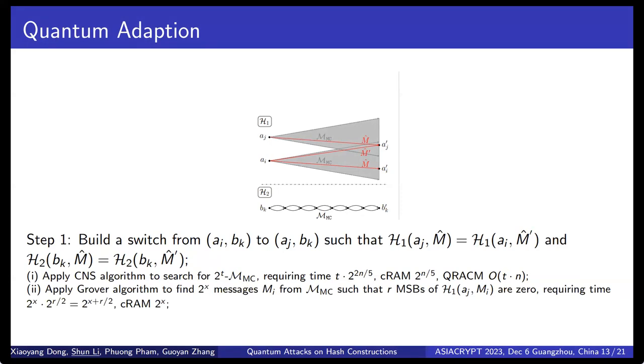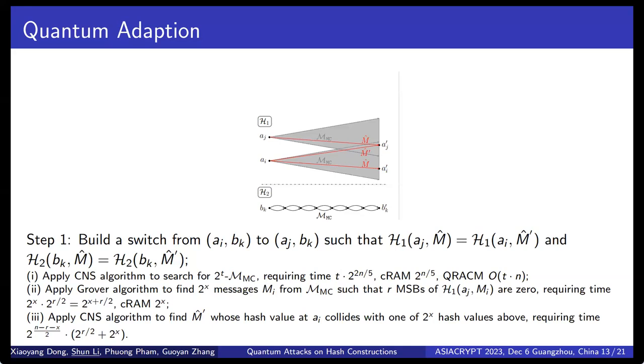Then we apply Grover's algorithm to find 2^x messages compiled from the multi-collision list, such that the R MSBs of H1 AJMI equal 0, requiring time 2^(x plus R over 2) with classical memory 2^x. And then we apply the CNS algorithm again to find the M hat prime whose hash value collides with one of the 2^x hash values above, requiring time 2^((n minus R minus x)/2) times 2^(R over 2) plus 2^x.